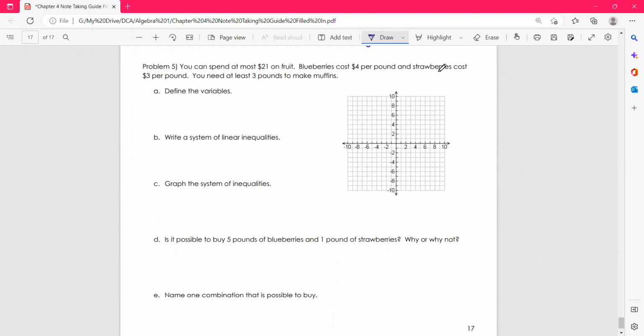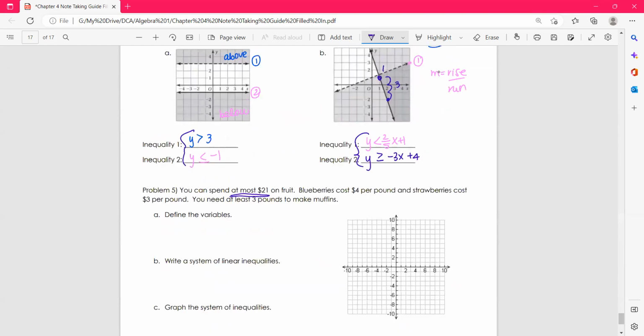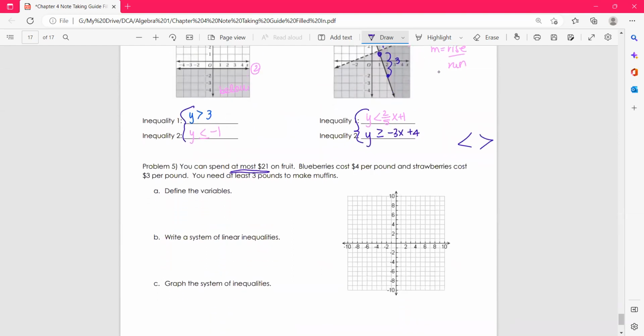So it says you can spend at most $21 on fruit. I'm going to underline that because that's got to be important. At most $21. I want you to think about that right now, before we keep reading: at most. So we know this has got to be an inequality, so we were either doing less than or greater than. At most 21. Does at most mean less than, or does at most mean greater than?